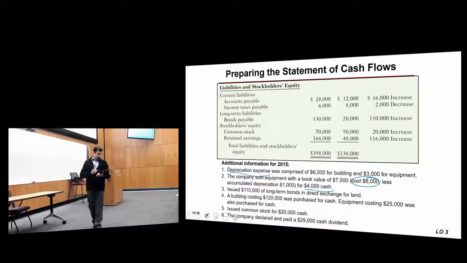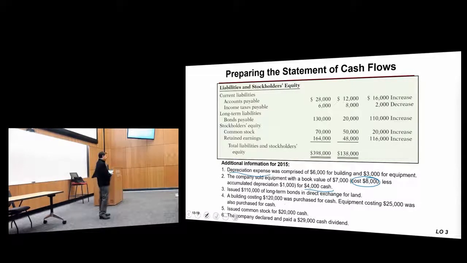And then here you also have, we issued common stock for cash. The company is financing. They issued stock for 20,000 cash. The company declared and paid 29,000 in cash dividends. So that also should affect the net cash of the company. So let's start doing that one by one.